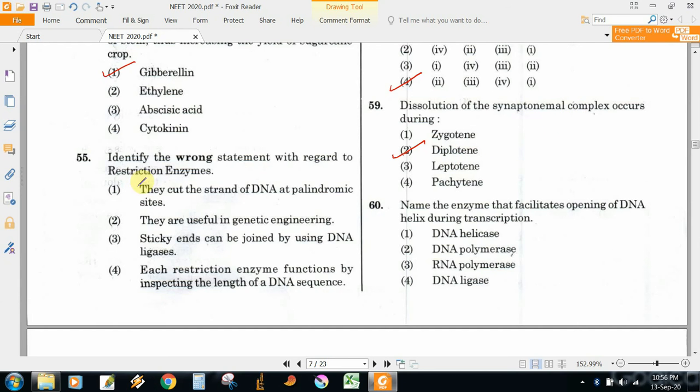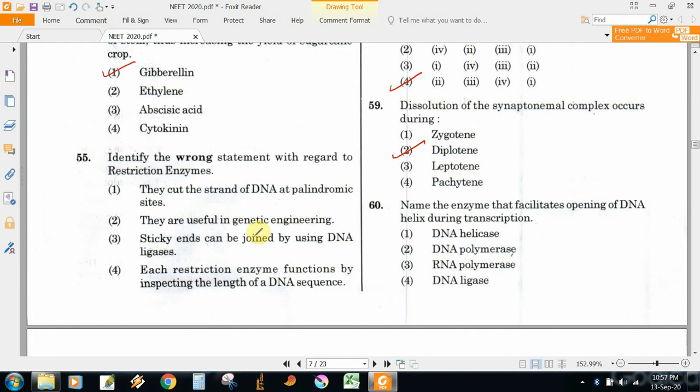Moving on, identify the wrong statement with regard to the restriction enzymes. So the first option is they cut the strand of DNA at palindromic sites. Exactly, it is correct, but not the wrong statement. The second statement is they are useful in genetic engineering. Yes, obviously. The third one is sticky ends can be joined using DNA ligases. Okay. The fourth statement is each restriction enzyme functions by inspecting the length of DNA sequence.